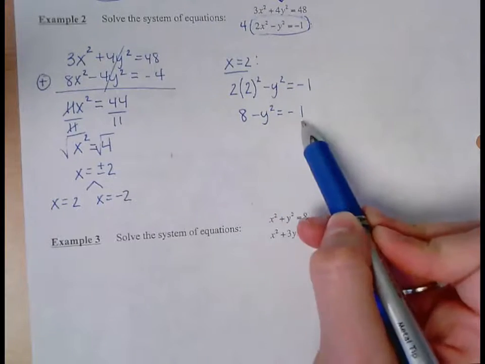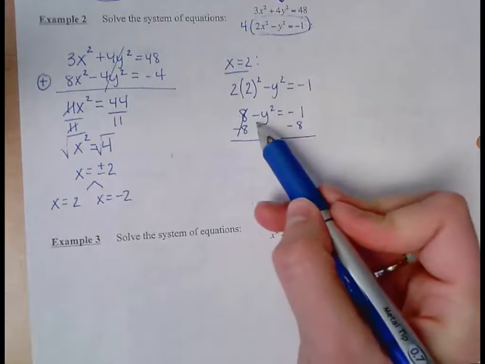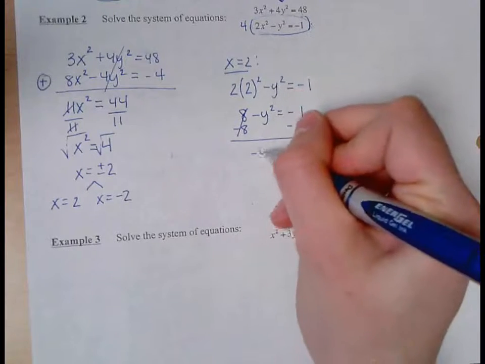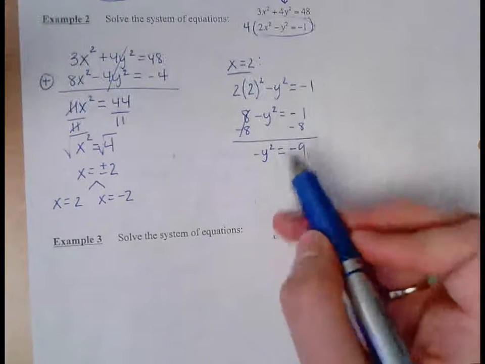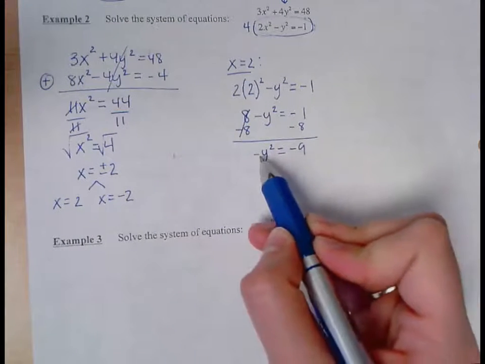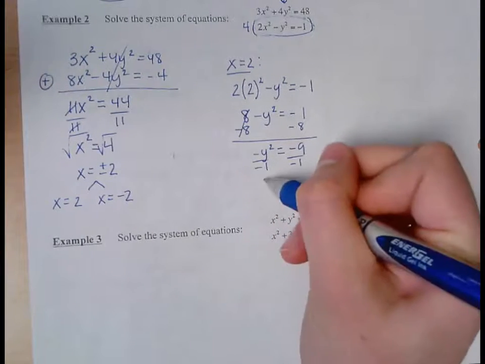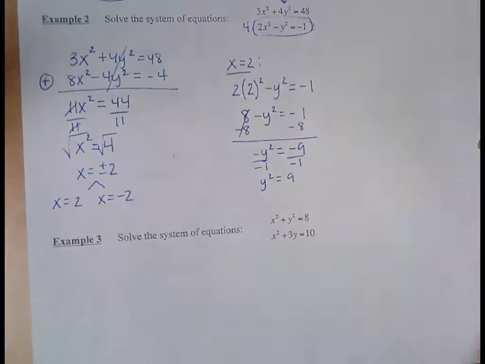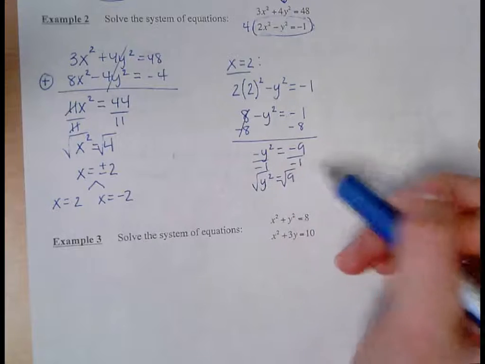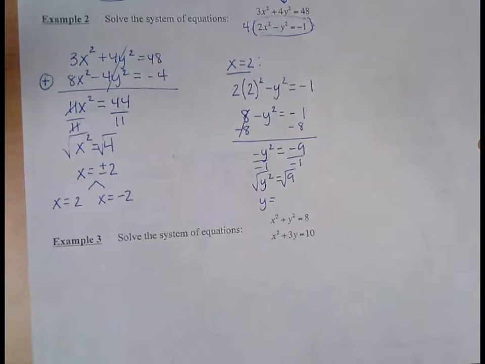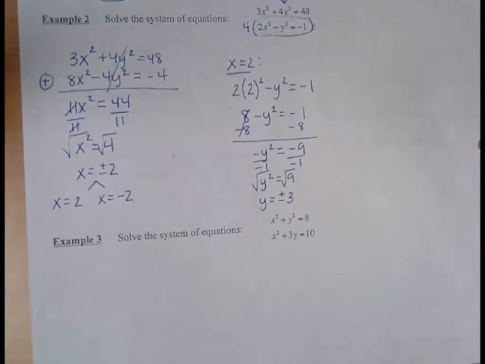I would then subtract 8 from both sides. Make sure you keep the negative in front of the y squared, so negative y squared equals negative 9. If both sides are negative, I can really just divide or multiply each side by negative 1 to make both sides positive, so y squared equals positive 9. Meaning if I take the square root of each side, again, I have two answers. When I take the square root, I have plus or minus 3.